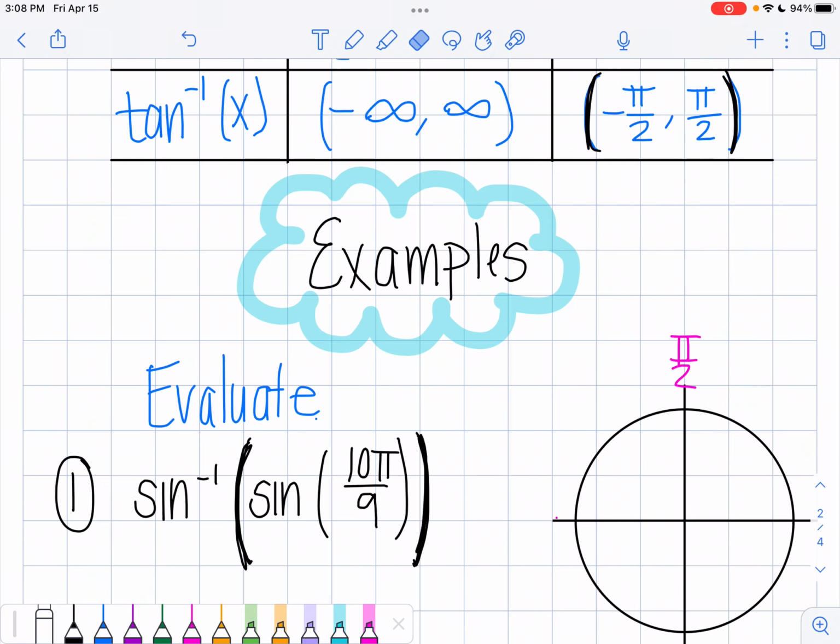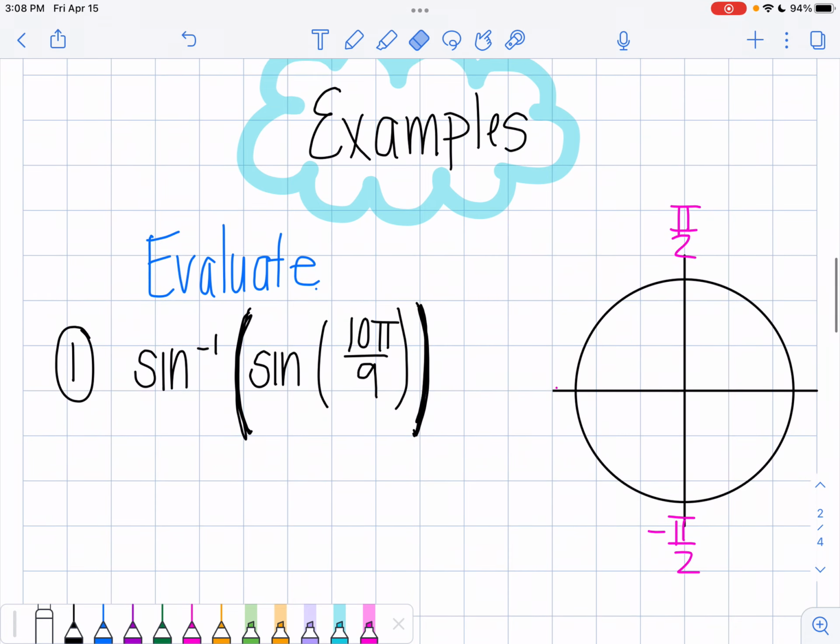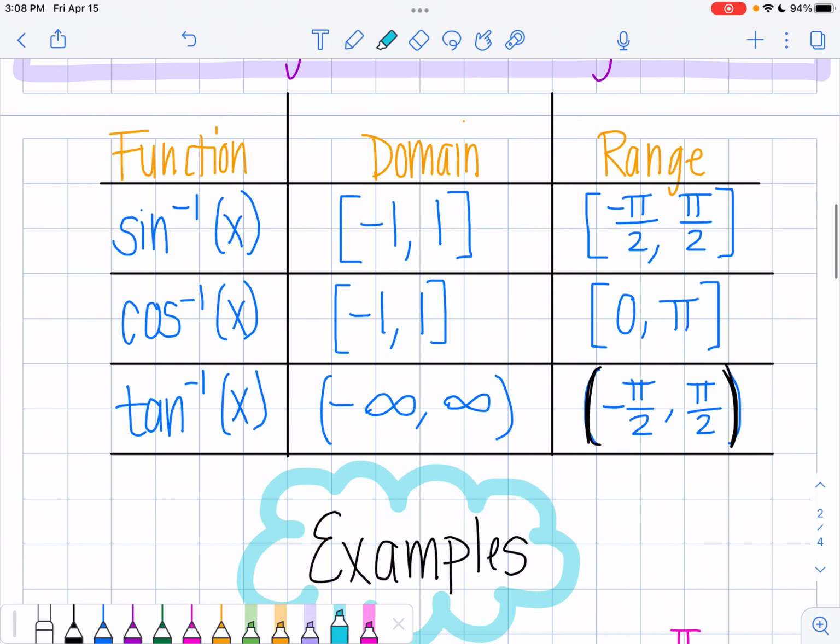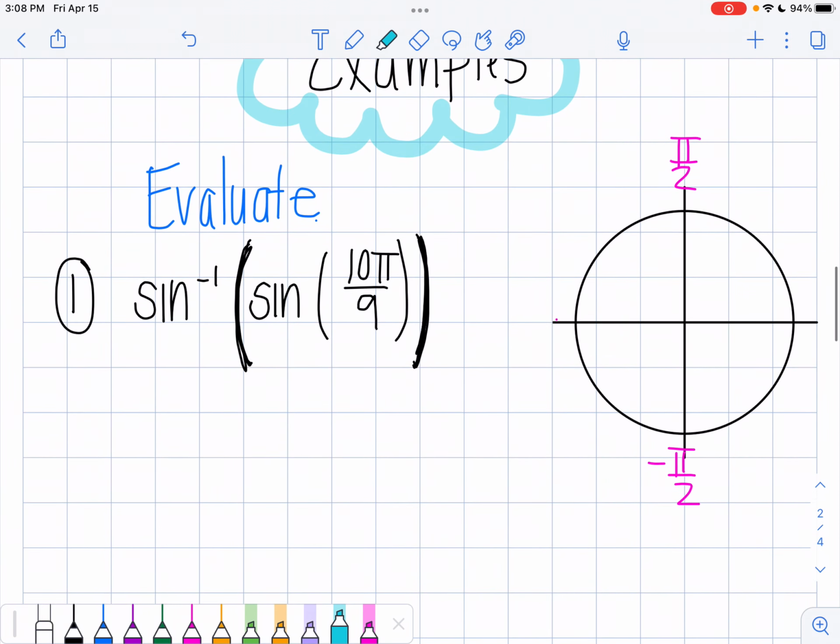So the first one is asking to evaluate the inverse sine of the sine of 10 pi over 9. Now we're dealing with sine, and we're looking at the range of the inverse sine, because ultimately we're dealing with the second function, the bigger one, sine. We want to make sure that we're plugging in a value that's going to give us an answer between negative pi over 2 and pi over 2.